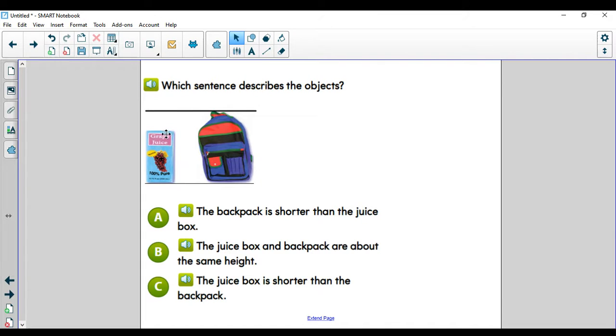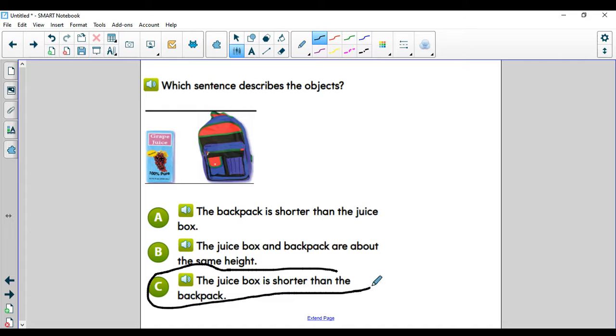Looking at these two objects, I can see that the juice box is not the same size as the backpack. The juice box is shorter than the backpack. Here's the juice box, here's the backpack. The juice box does not reach the line. The backpack is taller than the juice box. So the correct answer would be that the juice box is shorter than the backpack.